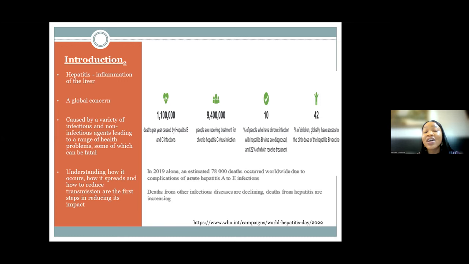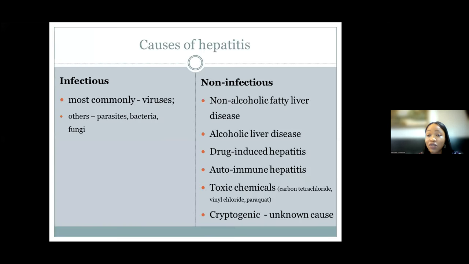And hepatitis is of global concern. We have about 1 million deaths per year caused by hepatitis B and C infections alone. In 2019, there were an estimated 78,000 deaths worldwide due to complications of the acute hepatitis A to E infections. And this doesn't even cover the chronic cases. In fact, recent studies have shown that deaths from other infectious diseases, such as HIV and even tuberculosis, are actually declining in our environment. Meanwhile, deaths from hepatitis, usually as a result of complications such as liver cancer and liver cirrhosis, are actually on the increase. And this is a major concern for us in this part of the world.